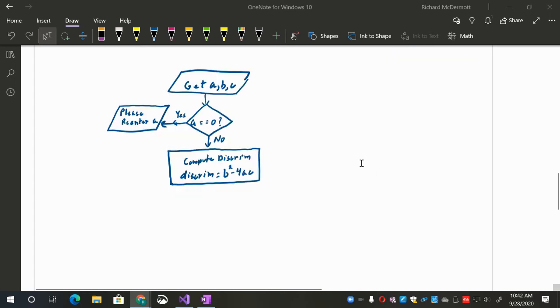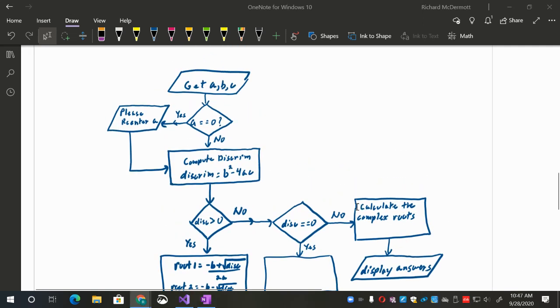Let's take a look at this flow chart. The very first thing you want to do is get A, B, and C from the user. Remember, input and output from the user goes into a parallelogram. Then we're going to check to see if they entered 0 for A. If they did, we're going to ask them to re-enter. After they re-enter, we're going to go ahead and compute that discriminant. If they didn't put in 0 for A, we're going to go ahead and compute the discriminant like so. From here, we need to make some choices.